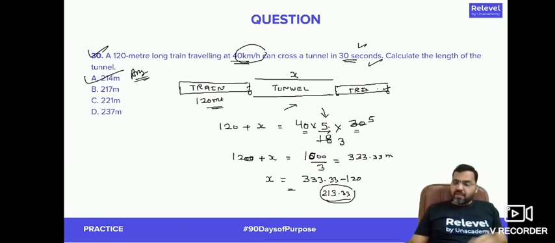So guys, we have covered all 30 questions. I hope these questions must have helped you understand the basics of time, speed, and distance. These questions are quite excellent to understand the basics of time, speed, and distance.